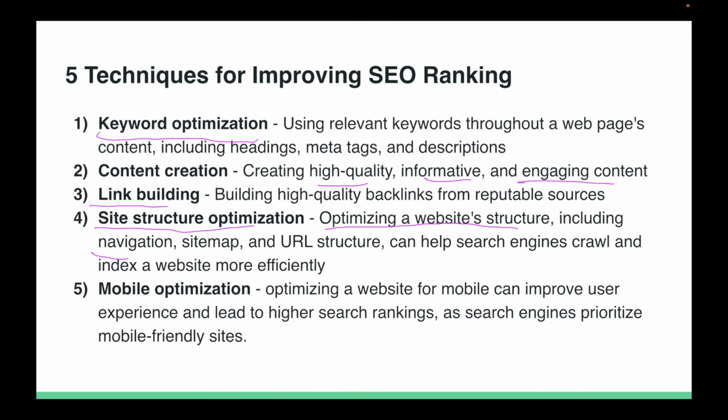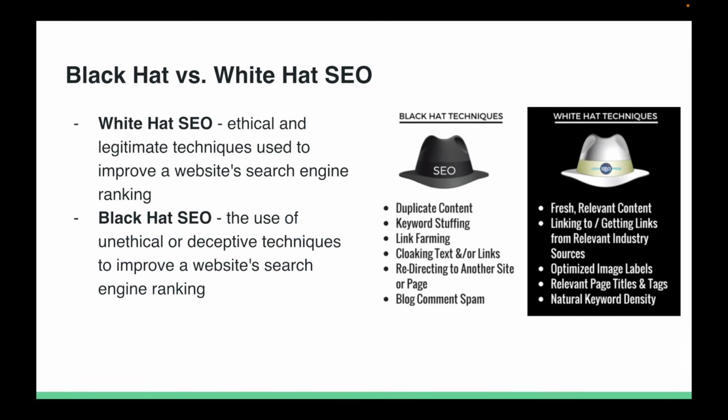And moreover, search engines themselves prioritize mobile-friendly sites in a lot of cases. Now, those were all ethical ways to increase your ranking in a search engine result page. Those were white hat SEO techniques. On the other hand, there are unethical or deceptive techniques that can be used to improve a search engine ranking, although there are consequences. These are called black hat SEO techniques.